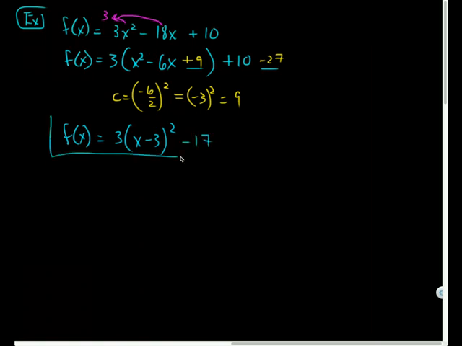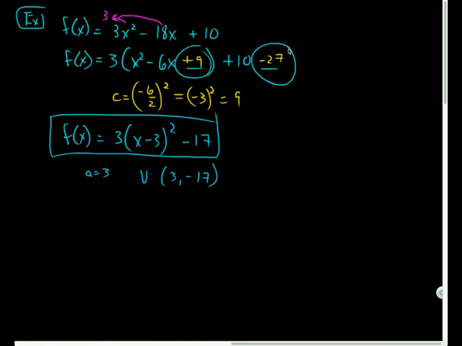So here it is in vertex form. And you could tell me that a is 3, it opens up, it's a stretch, and that the vertex is at positive 3, comma, negative 17. Right? So it's actually a really wonderful, simple, easy sort of thing to do. I think the trickiest thing is this completing the square part. Right? But it's not all that bad.